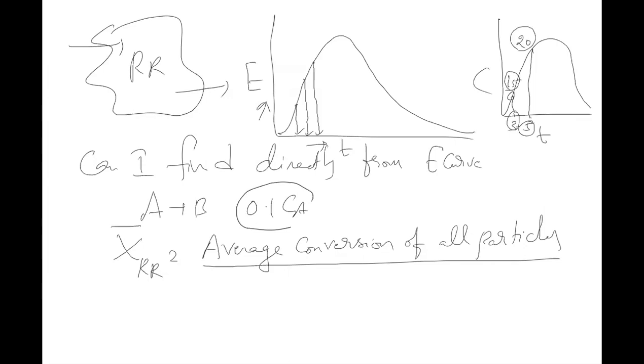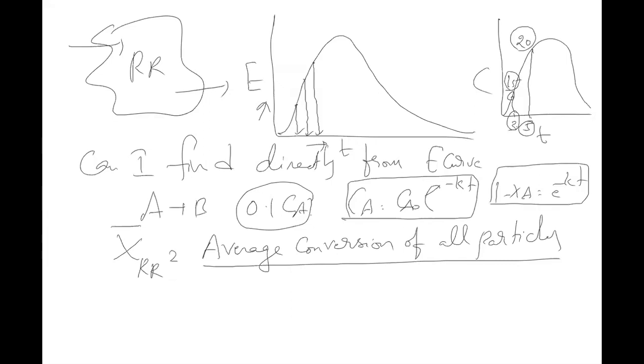Now, the kinetics is 0.1 Ca. What is integral analysis? Ca equals Ca naught times e power minus kt. This is integral analysis, no? So translated to conversion, 1 minus X equals e power minus kt. If a particle spends t minutes, this is the conversion. Let's assume I have only 15 plus 20 particles, and I'm not going beyond that. Clear?